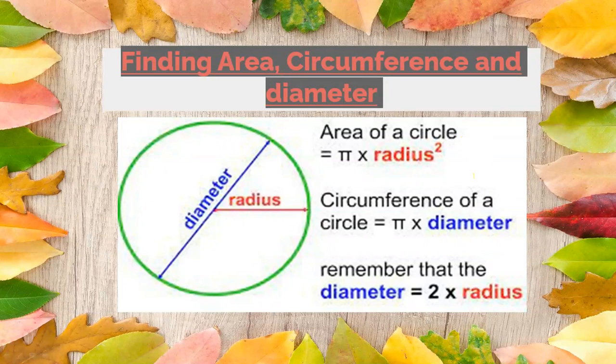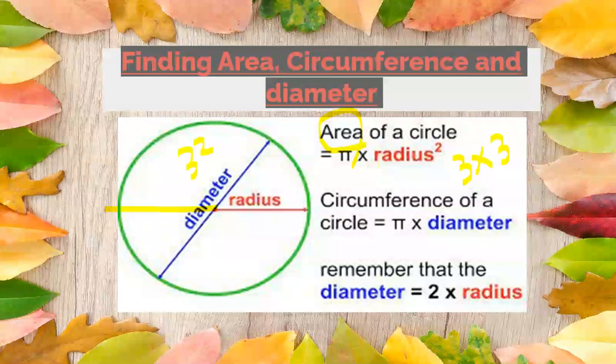So what comes to your mind? 3 multiplied by 3. Look over here, 3 square, 3 threes are 9. So you have to remember, you have to double the radius and multiply it with the pi. This will give you the area of a circle. This is the first formula for the area of a circle.